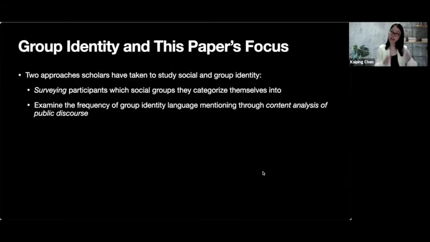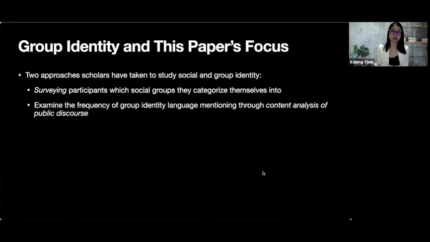So group identity, looking into those literatures, they study about group identity. There are two approaches scholars have taken to study what is group or social identity. The first approach is they will conduct surveys to ask participants which social groups they categorize themselves into. So this is more about the survey approach.